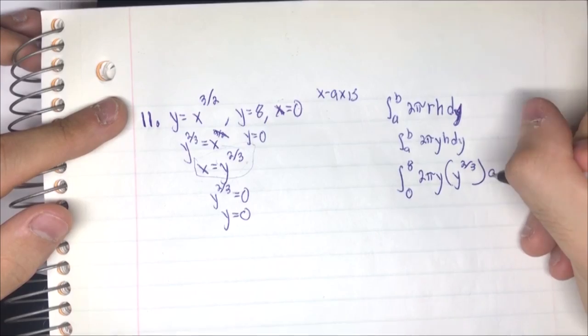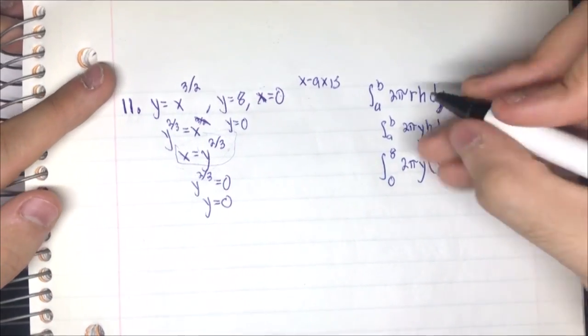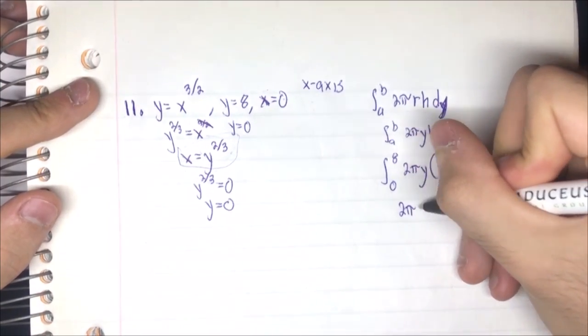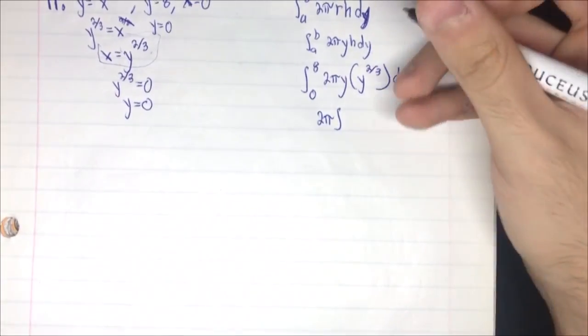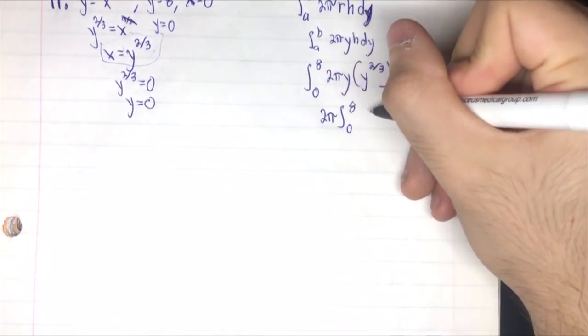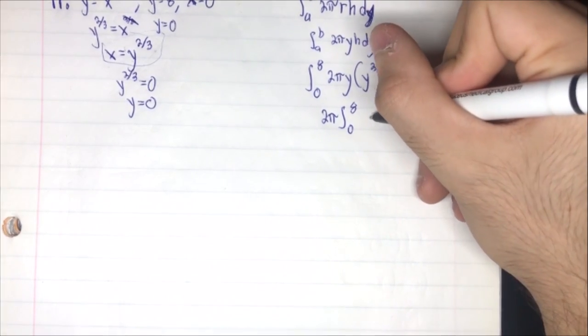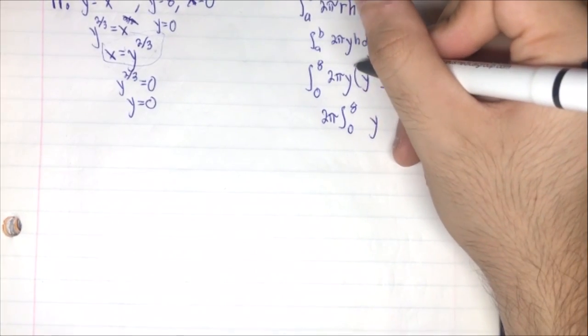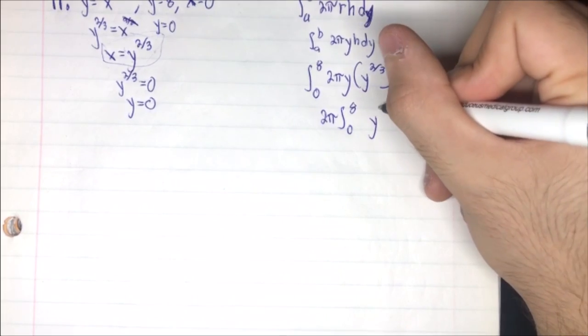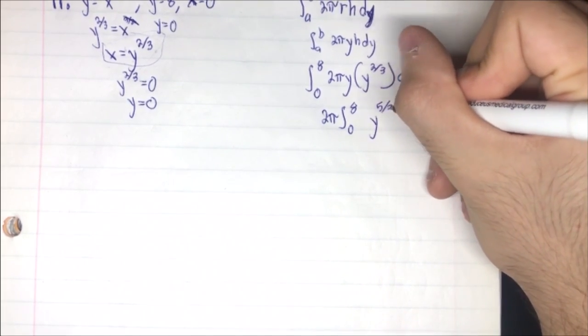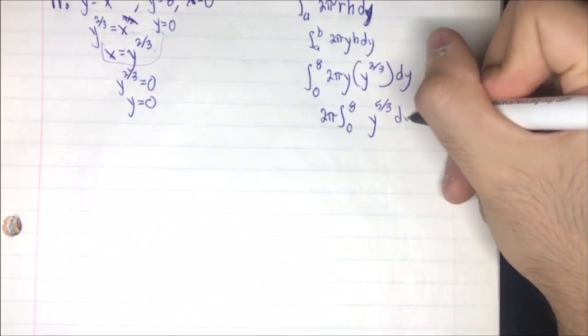So, dy. Move out the 2 pi in front. So, still from 0 to 8. And then multiply the y's to each other. That's going to give you y to the 3 over 3 plus 2 over 3. That's 5 over 3. Alright, dy.